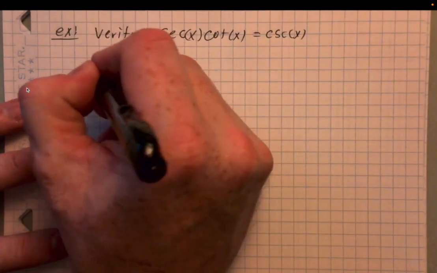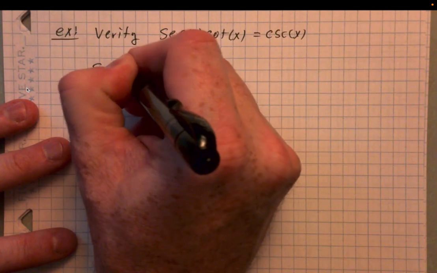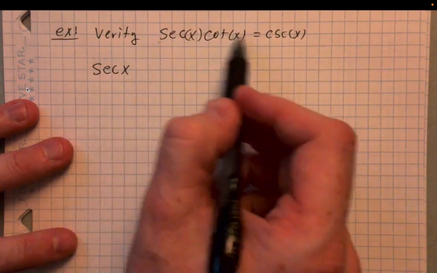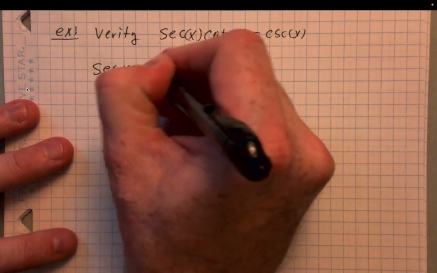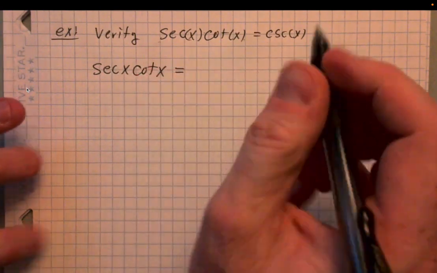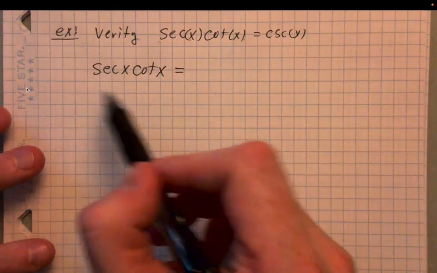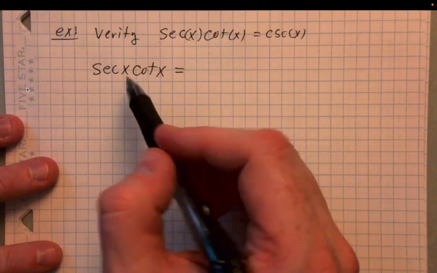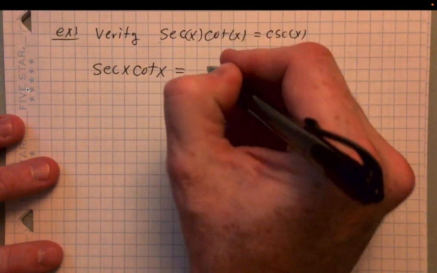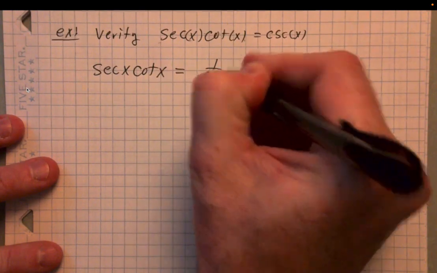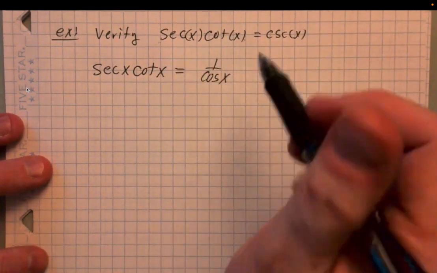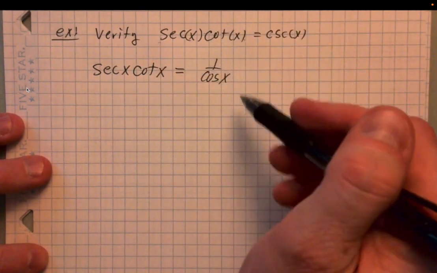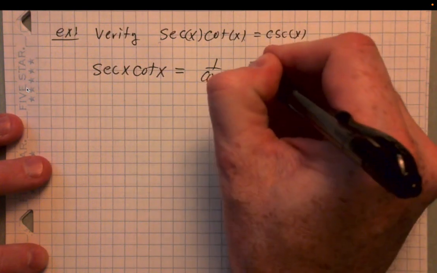This is a common technique that we'll use throughout our studies in analytic trigonometry. We're going to start by writing the left-hand side, secant x, cotangent x, and we're going to convert the form of this into something equivalent. In this case, we're going to turn the secant into 1 over cosine. We know that's the case, that's the reciprocal identity. And we're going to convert the cotangent into cosine over sine.